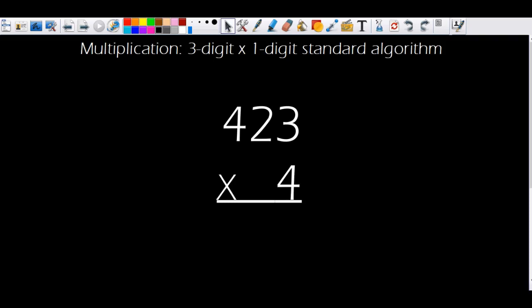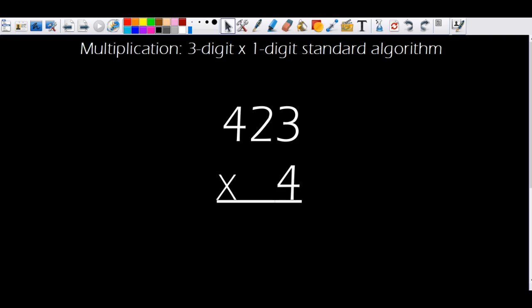We're going to do a little session on multiplication, 3-digit by 1-digit, using the standard algorithm. And I got to tell you, your parents are going to be really excited because finally we are doing something in multiplication that looks like the way they learned it.